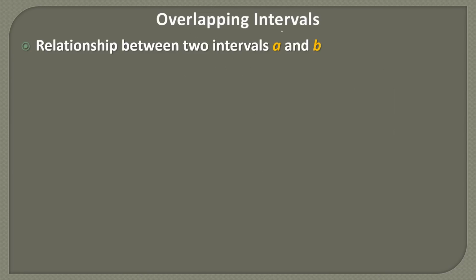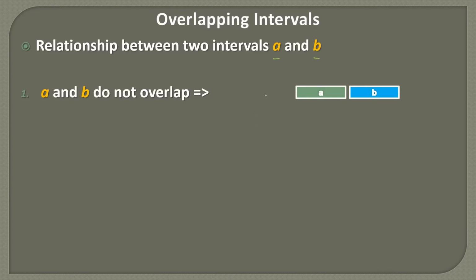So for overlapping intervals, we actually require two intervals at minimum. Let's say we denote them by A and B. So there will be some relationship between these two intervals. The first relationship would be that A and B do not overlap. So it means A starts and ends here, and B starts and ends here.